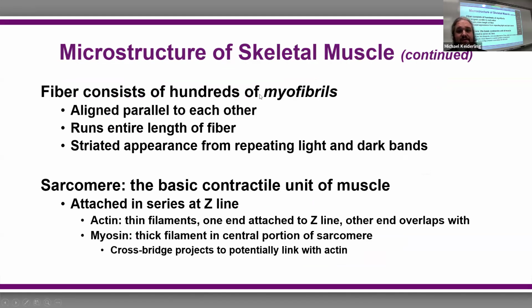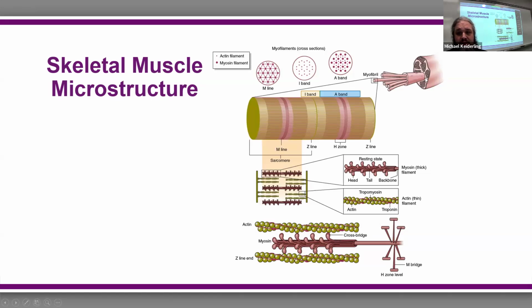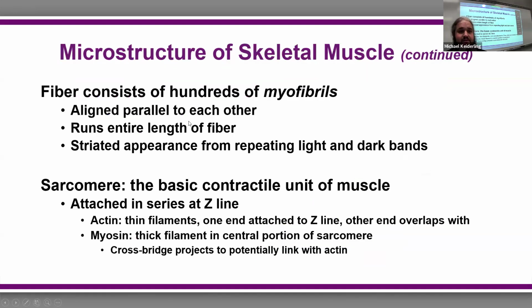So each fiber consists of hundreds of myofibrils. These myofibrils are part of one fiber. This is surrounded by a sheath and then connected to other fibers with connective tissue. Each fiber consists of hundreds of myofibrils, which are aligned parallel to each other and run the entire length of the fiber. And the striated appearance comes from repeating light and dark bands in these myofibrils.